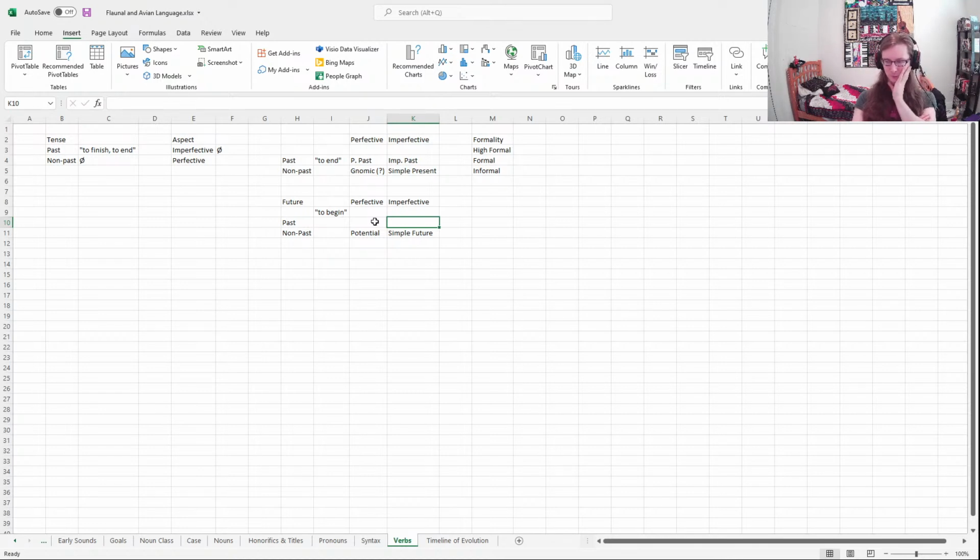I'm just getting a lot of aspectual, or not aspectual, more tense distinctions, which is not bad. But I'm getting the feeling of relative tenses. So let me just compare this.